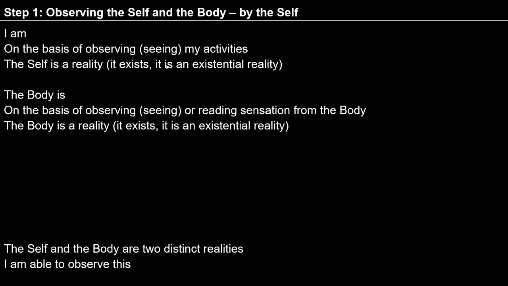So in step 1, we are trying to observe the self as a reality and the body as a reality. Self exists, self is a reality, self is a unit, a conscious unit, and it exists because I can observe activities going on in the self directly. We have the potential to observe this consciousness directly. Whenever we observe these activities, activities of desire, thought, expectations, then we can say that yes, I exist, consciousness exists, because I am able to see activities going on in my consciousness. So on the basis of observation, I can see that yes, I exist.